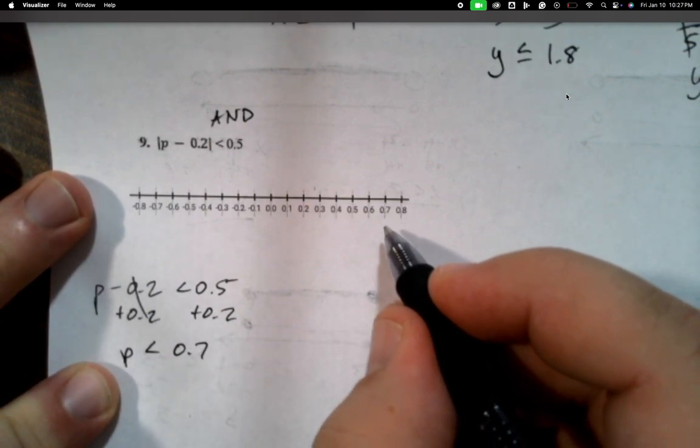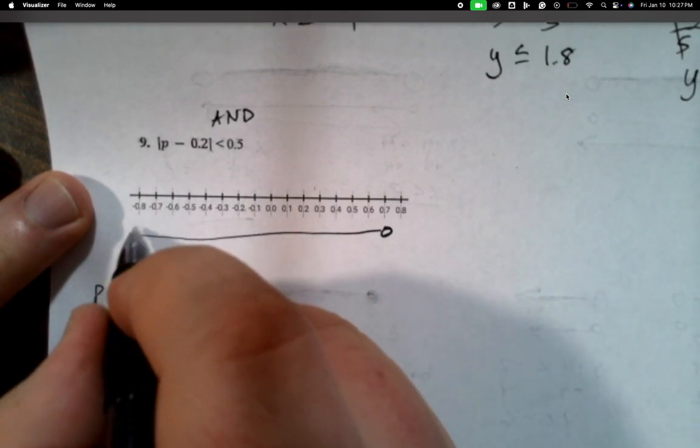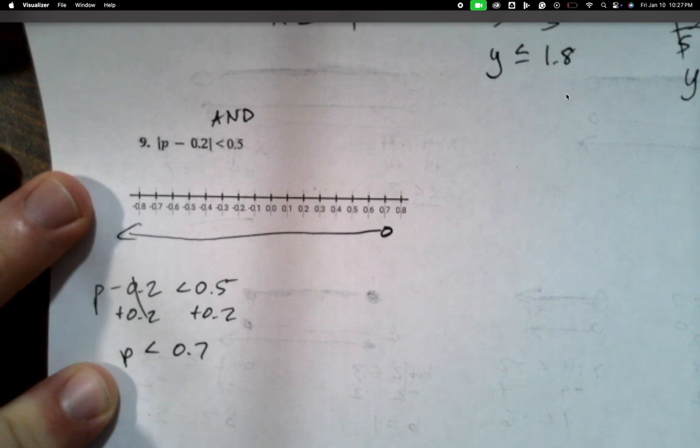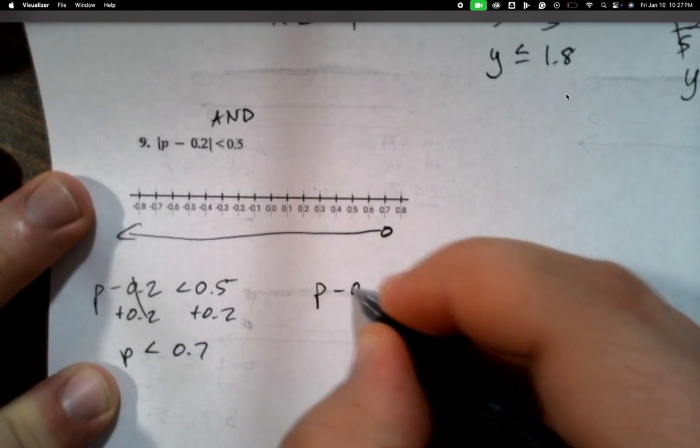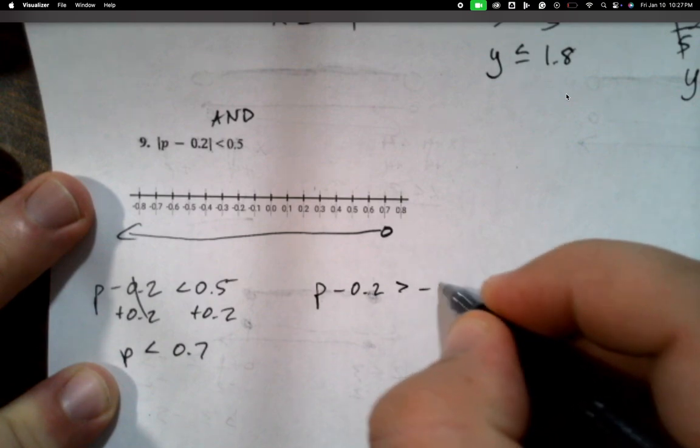So we put an open circle at 0.7 because there's no or equals to. We shade to the left. Now our second scenario, we keep it as p minus 0.2, make it a greater than, and make it negative 0.5.